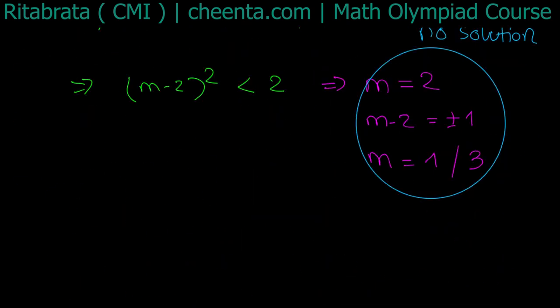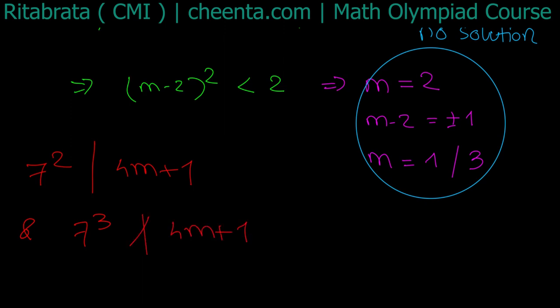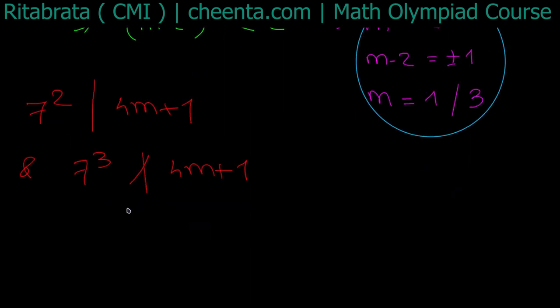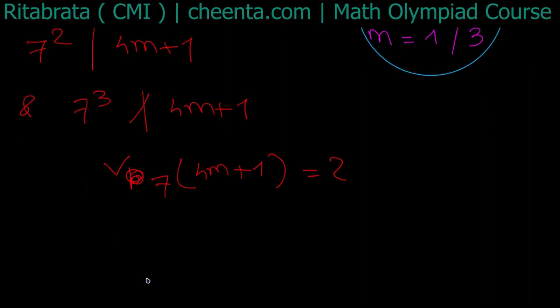So we have GCD is 49. So 7 square divides 4m plus 1, and 7 cube does not divide it. So the highest power of 7 that divides 4m plus 1, we call this the p-adic valuation. V7 of 4m plus 1, that is the highest power of 7 that divides 4m plus 1, is just 2. We already knew that 4m plus 1 is 3 times 7 to the power something or 7 to the power something. So it is 3 into 7 square or 7 square.